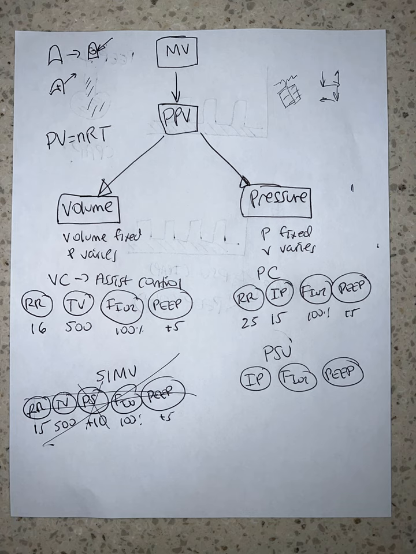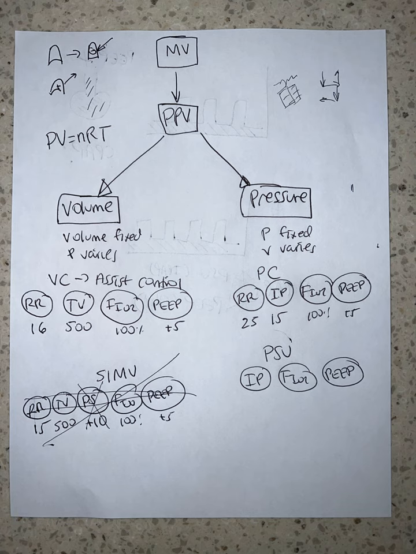There are others, like PRVC, which is pressure regulated volume control, which varies inspiratory flow based on the patient's effort. But basically it's the same thing: it's the backup rate and the tidal volume you dial in, and then the pressure varies. Now, pressure ventilation.